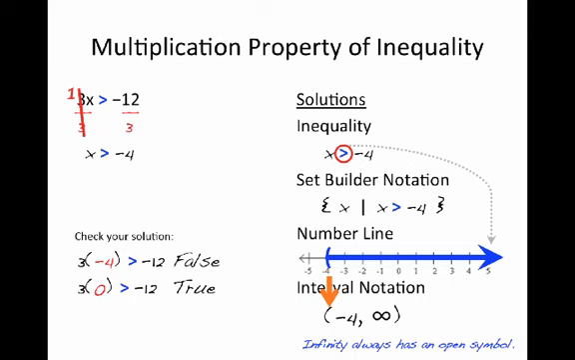Let's pick the value of 0. That's in our shaded region. 3 times 0 is 0. 0 is greater than negative 12. That's true. Let's pick a value that's in our region that's not shaded, negative 5. 3 times negative 5 is negative 15. Negative 15 is less than negative 12, not greater than negative 12. That creates a false statement, and it wasn't shaded on the number line.